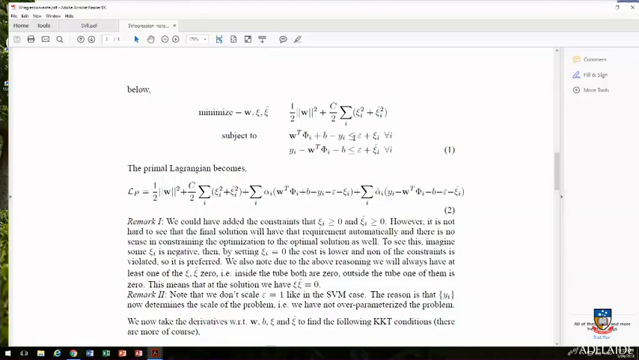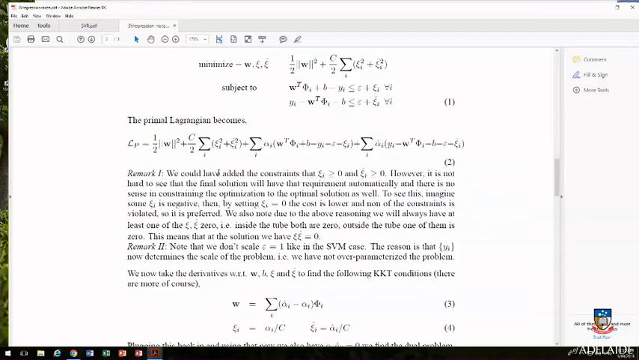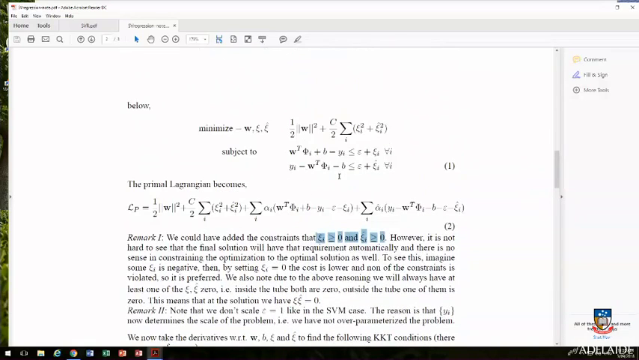And because these are inequalities, again, same as in the case of classification, this alpha and alpha hat must be non-negative, right? You do have the constraint: they must be non-negative. And in this case, the non-negative constraints on xi are redundant, so you don't have them here.